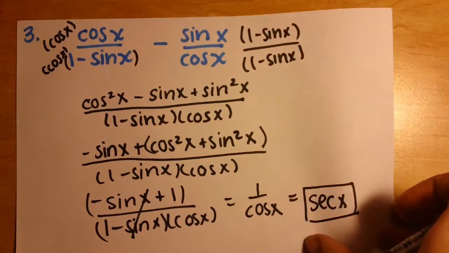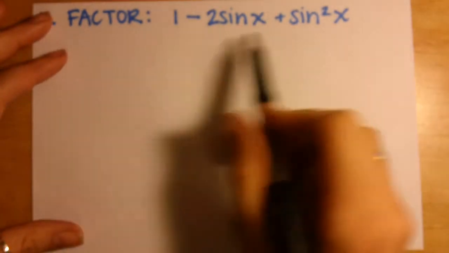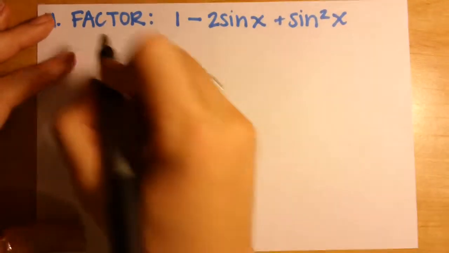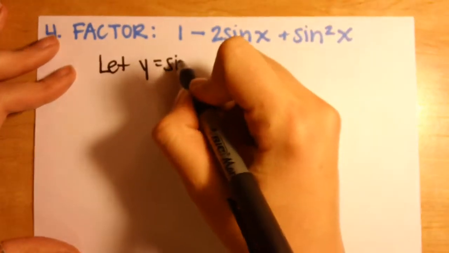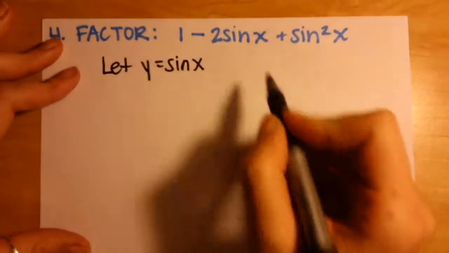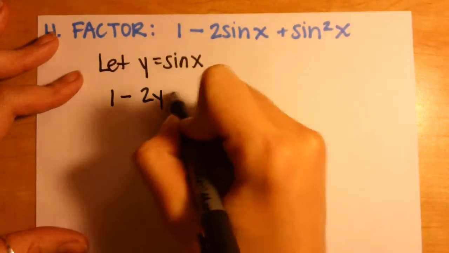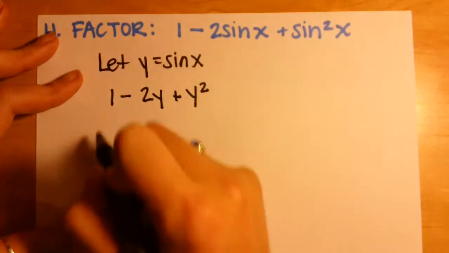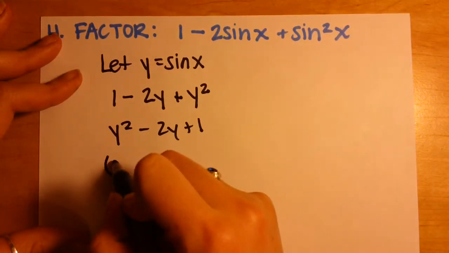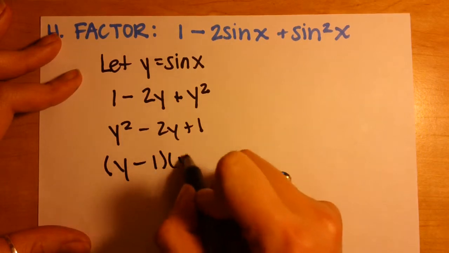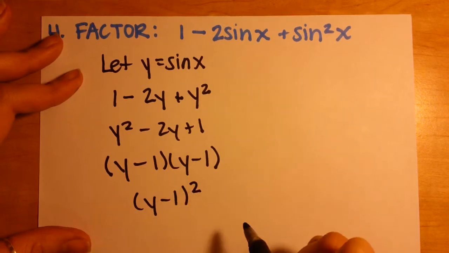Alright, so we'll go through one last example. I want to factor 1 minus 2 sine x plus sine squared x. So I'm going to let y equal sine of x. I can replace all of my sine x's with y. So I have 1 minus 2y plus y squared. Rearrange: y squared minus 2y plus 1. This looks like something I can factor. I'll have y minus 1 and y minus 1, which is the same as y minus 1 squared.